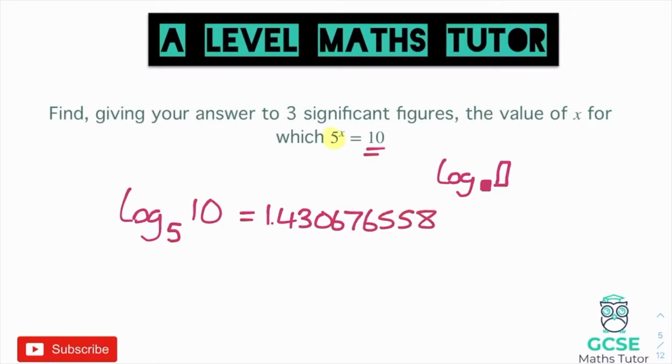1.430676558, which again, if we give that to 3 significant figures, chop it after the 3, we get 1.43 as our answer. And there we go, it's as easy as that. And you can even test that out if you want. You can press 5 to the power of and then put the answer in, and you will get the answer 10, obviously if you don't put the rounded answer in, but you put the original one in.